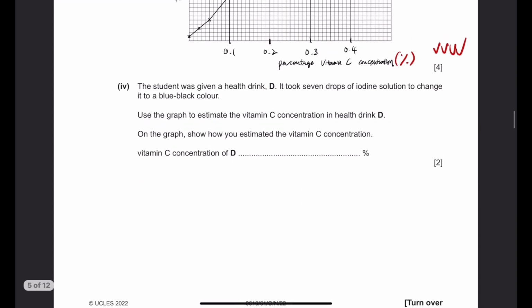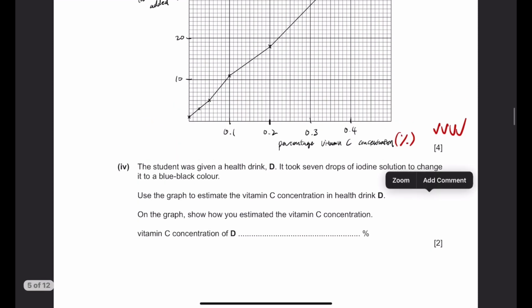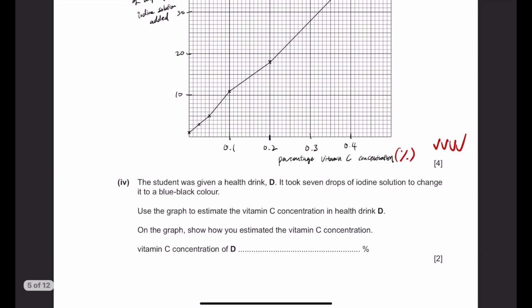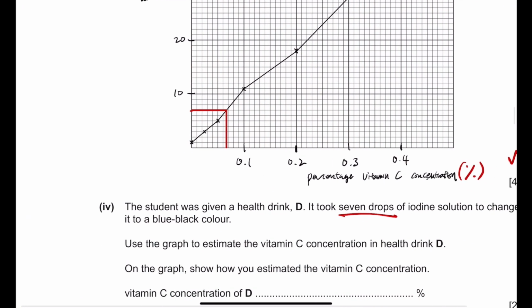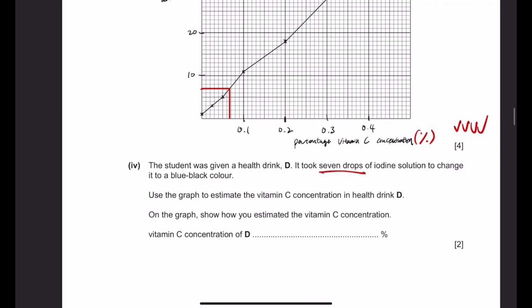Let's go to number 4. The student was given a health drink, D. It took 7 drops, and then turned to blue-black. And you have to estimate the vitamin C concentration. So this is easy, right? You just have to figure where 7 drops is. So it's here. If you just draw a line and then draw another line like this, you can get the percentage vitamin C for this question.